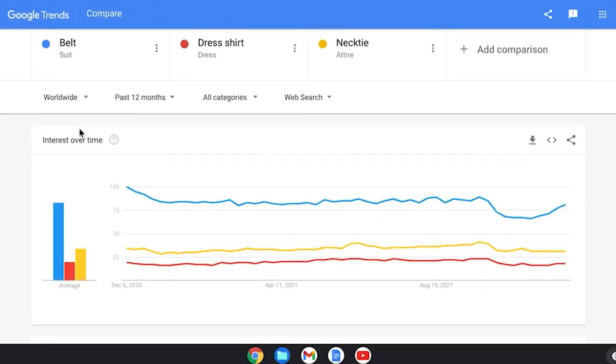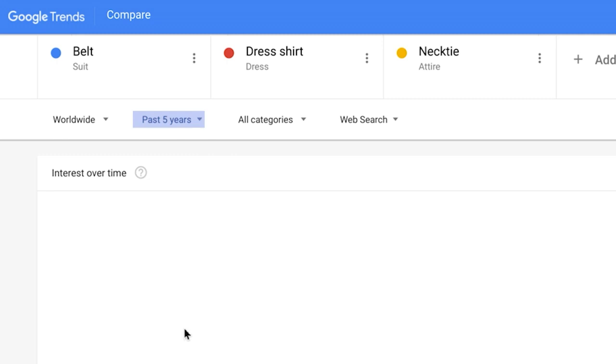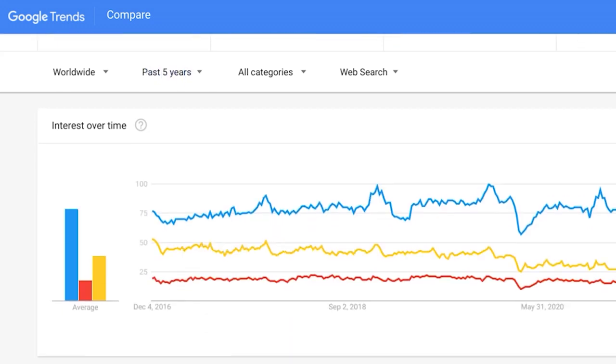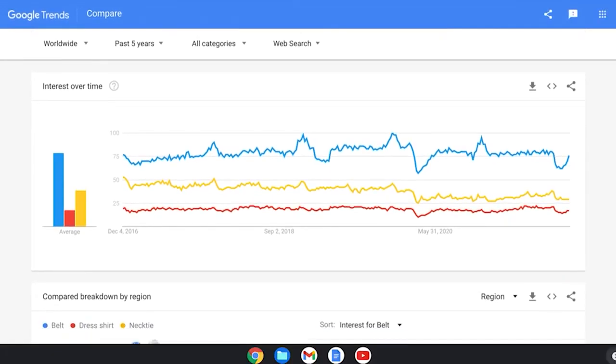To get a better idea of how the interest in a product changes over time, set the time range to cover the past 5 years. The chart will help you figure out if demand for a product is stable, growing, or shrinking. The chart will also show you spikes in demand if there's seasonality for a product.